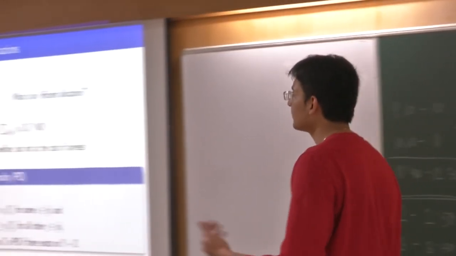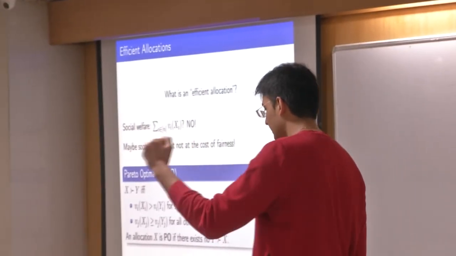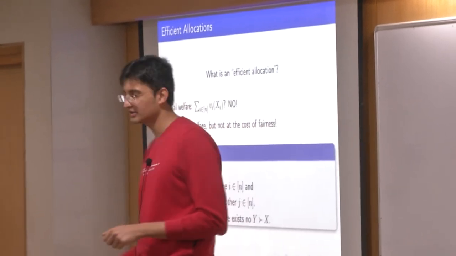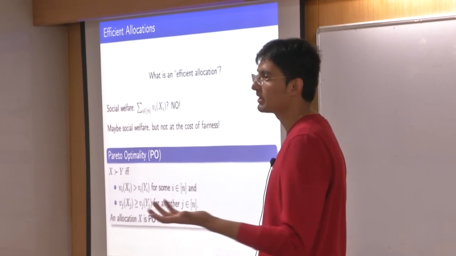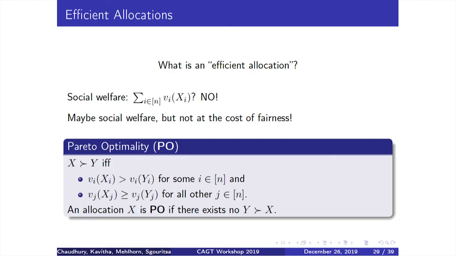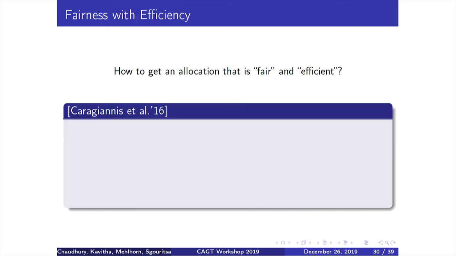So if I can strictly improve one of the agents without harming the others, and your fairness is holding you back from doing this, then your fairness may not be an efficient fairness measure. That's the gist of this. So how can we get something which is fair and efficient?